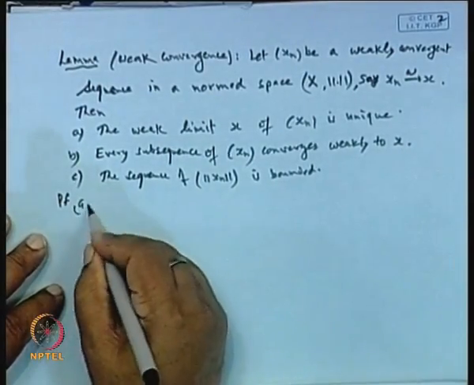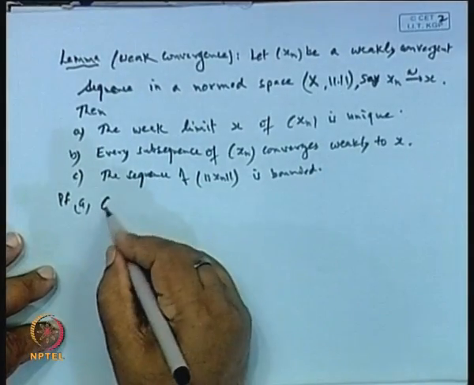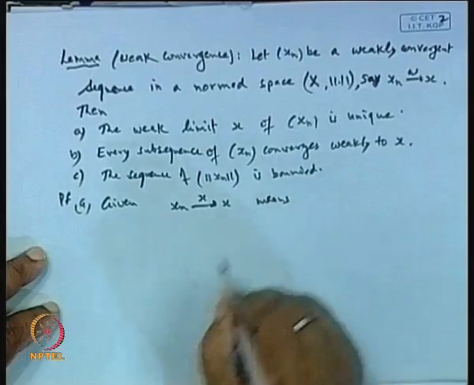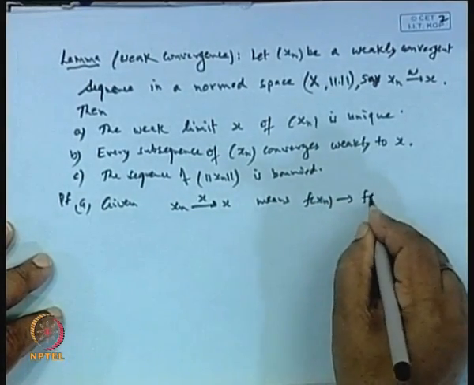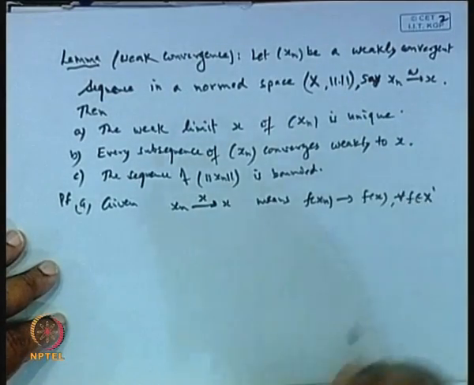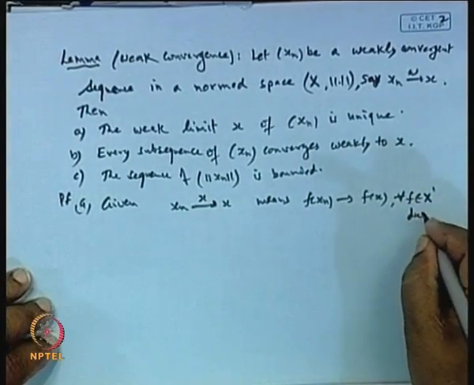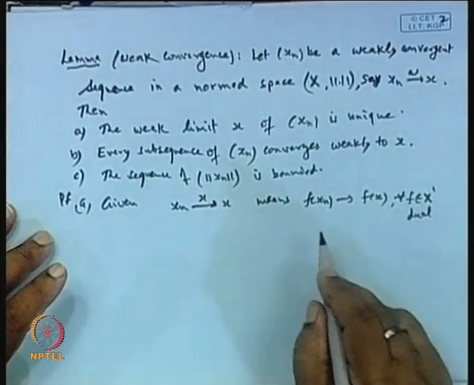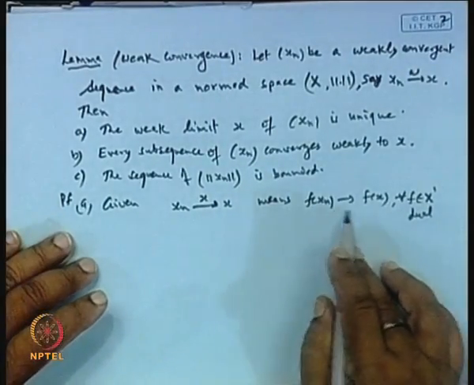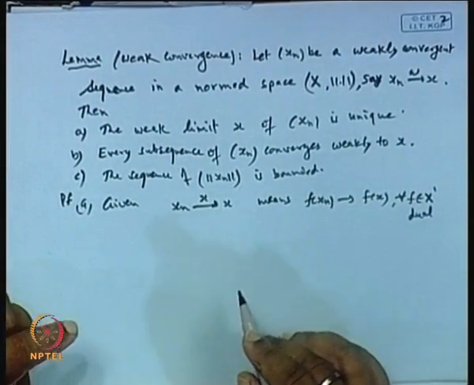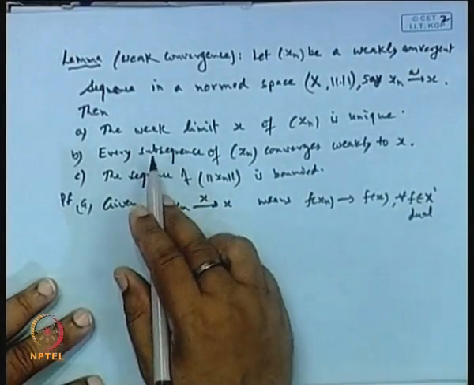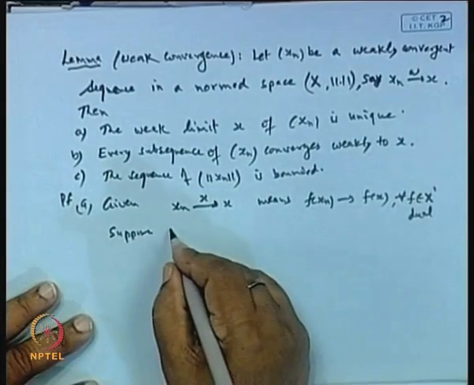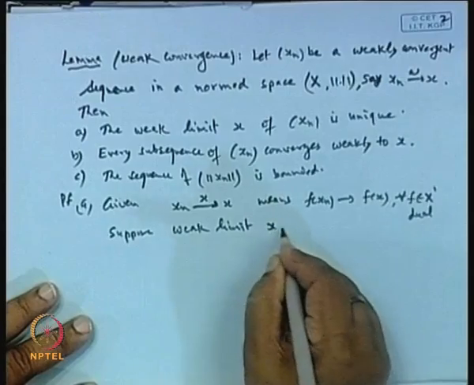The proof of this: what is the claim? The weak limit x of x n is unique. Given that x n converges to x weakly, it means f of x n goes to f of x for every f belonging to the dual space, is it not? Now, f of x n is a scalar quantity. So, basically this sequence will go to the scalar f of x. Now, suppose the weak limit is not unique.